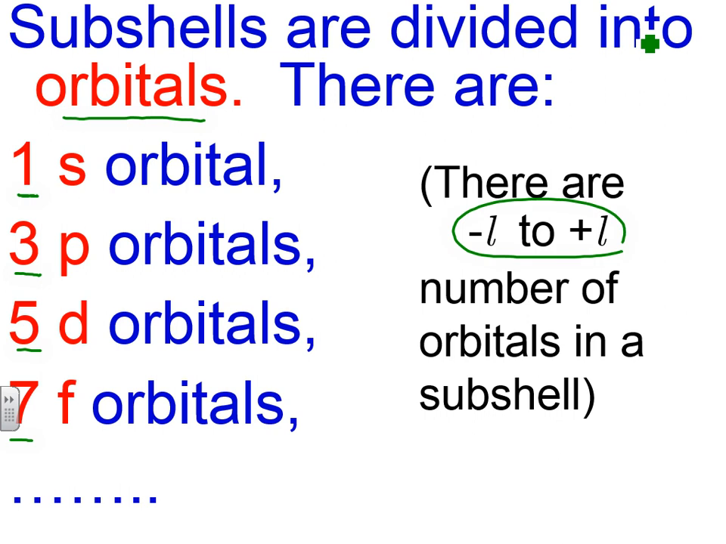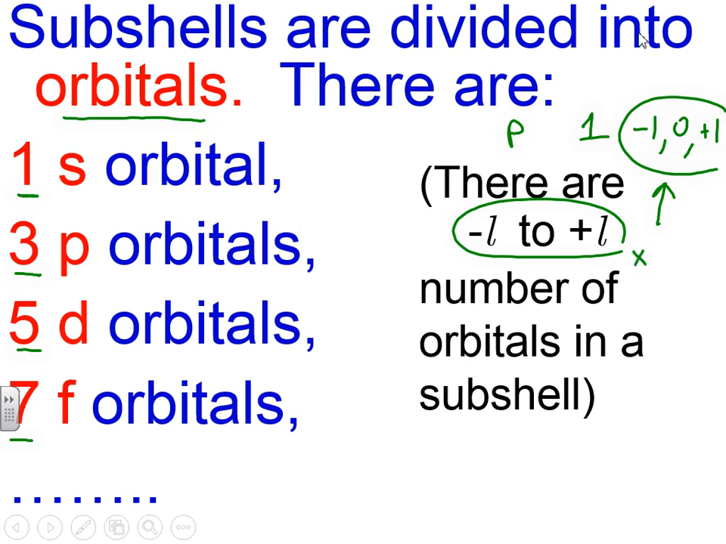So if you have, for example, the P orbital, which is designated with the number 1 for its subshell, what you do is you go from negative 1 to 0 to positive 1. So you end up with 3 orbitals for the subshell. Again, don't worry too much about understanding how it works, but more importantly, understand how many of each. Here are, once again, the designations.